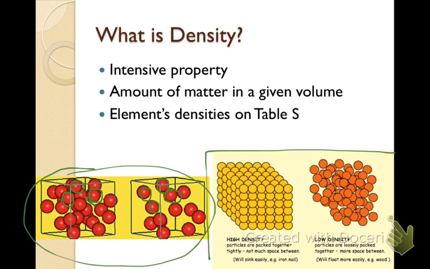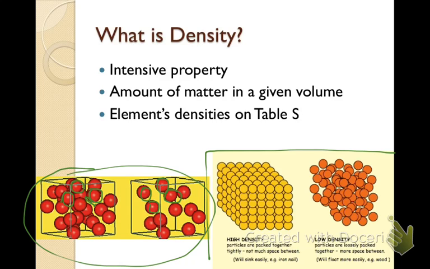The diagram here on the right, again, shows you another picture of something that has high density versus low density. The high density one has the particles packed in tightly together. There's barely any space between them. But the item on the right-hand side has low density. There's pretty much space between those particles that are arranged randomly.